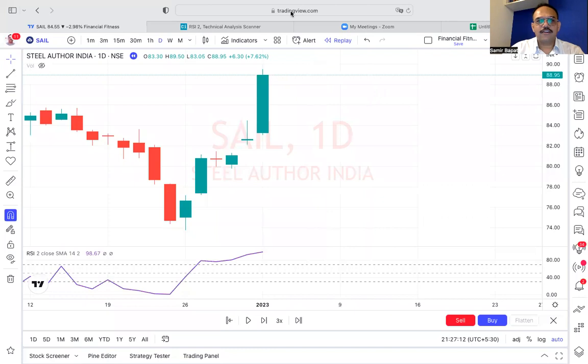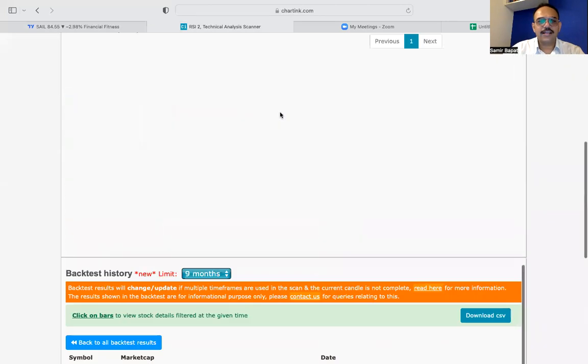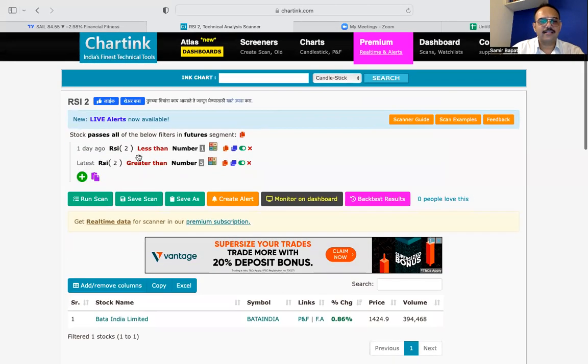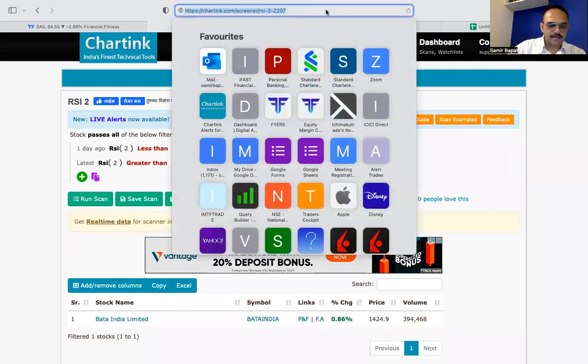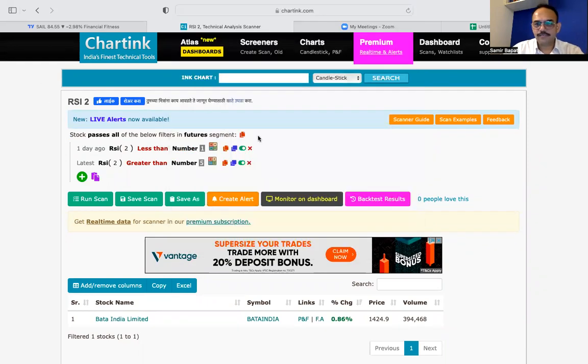Okay, so filter on chart link. This is the filter on chart link. I had created this on chart link. What I'll do is, I think I can, I don't know whether I can, how to share the link.